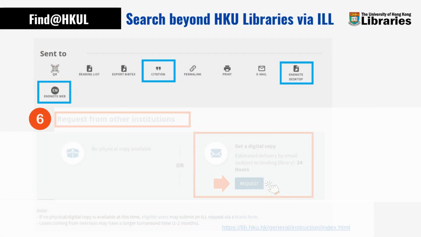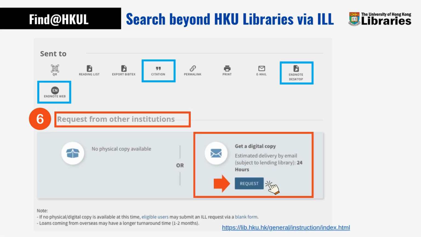Step 6 is to complete this request process. On this page, you'll see several options for how you might want to receive or use the resource. There are icons for various citation and reference management tools like EndNote Web, EndNote Desktop, and citation options if you want to save the reference information. Below these options, you'll notice the Request from Other Institutions section. Here, the system is showing you the available delivery options.